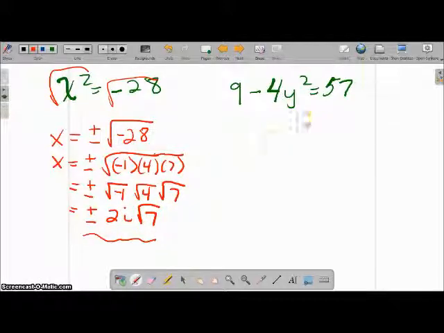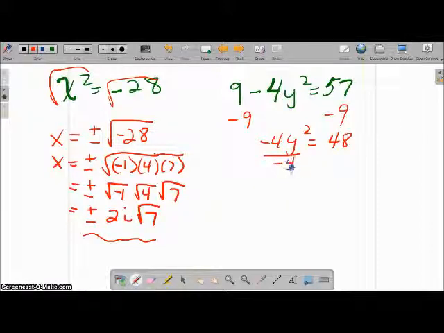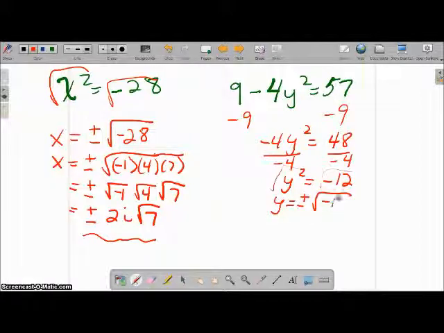Okay, this equation, I'm going to go through this one. Subtract 9 from both sides. Negative 4y squared equals 48. Divide both sides by negative 4. So y squared is now equal to negative 12. Same situation over here. We have to take the square root of both sides. Okay, y equals plus or minus the square root of negative 12.